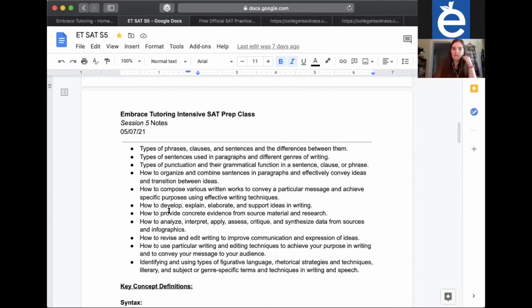Okay. So types of sentences used in paragraphs and different genres of writing are things that you should be familiar with in terms of dealing with the writing and language test. It's also something you need to be familiar with when you're dealing with the evidence-based reading, because you need to be able to identify that, oh, this is the science passage that I'm dealing with, or this is the literary passage. You need to be able to identify that so that you can approach it correctly in terms of understanding what the structure is to answer the questions that follow.